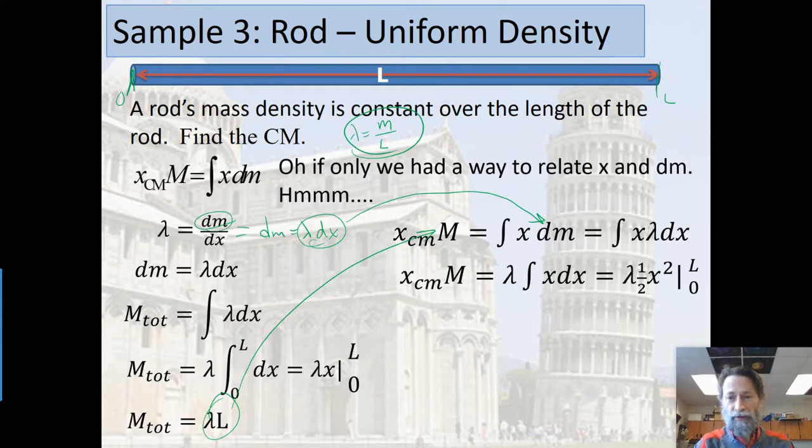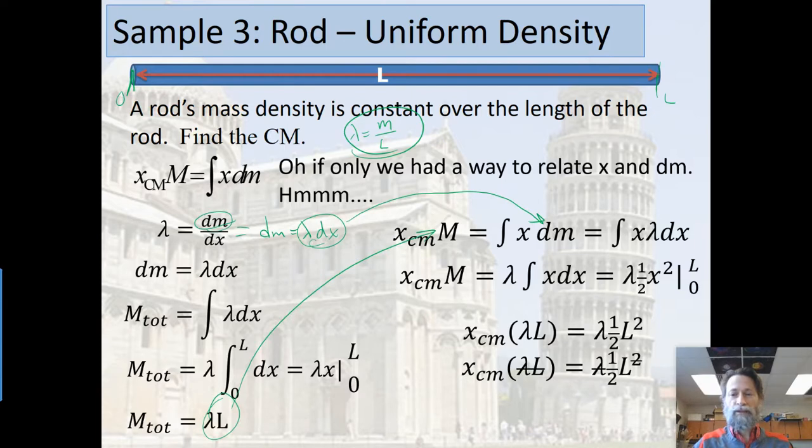So when I go to integrate that, I can pull my lambda out because it's constant. I can take my x value and integrate it, so x squared, pull down the half, and take that from 0 to L. Then I'm going to have 1/2 L squared lambda on the right. I'm going to plug in, like we said, this lambda L over here. And when we cancel out our like terms on each side, then we have that the center of mass is 1/2 the length of the rod.